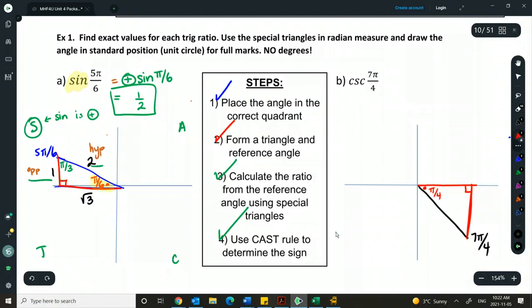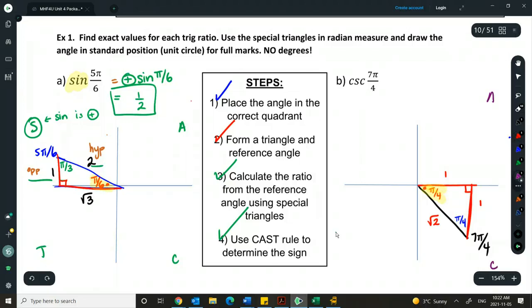So I'm going to use the isosceles triangle, the pi over 4, pi over 4, pi over 2 triangle. So we can label this, and label our sides based on our ratios that we talked about in the last lesson. So 1, 1, and root 2 for the hypotenuse. Okay, we formed our triangle. We have our reference angle. We have located the ratio, the triangle side lengths.